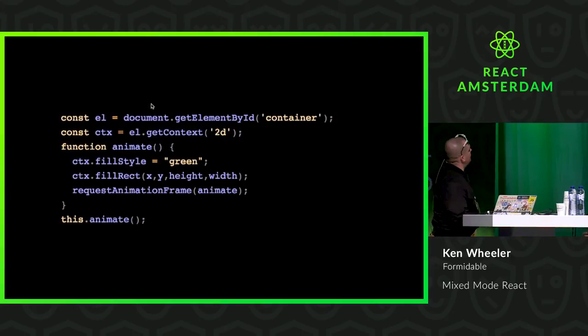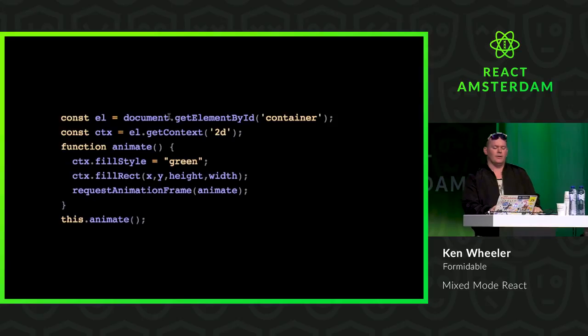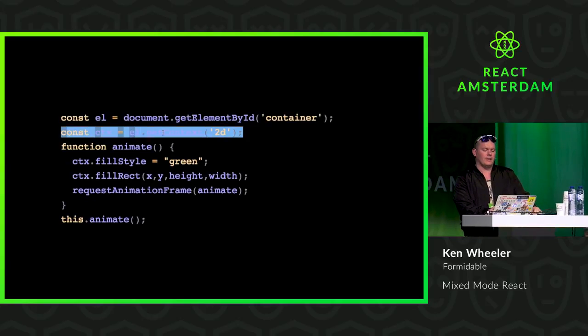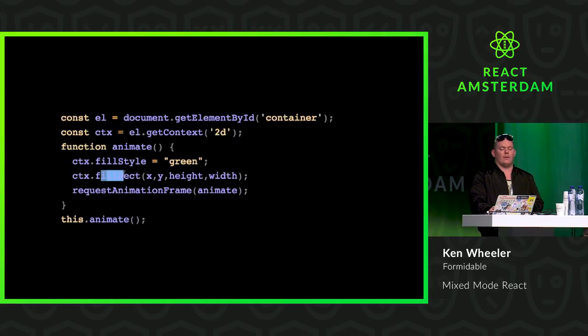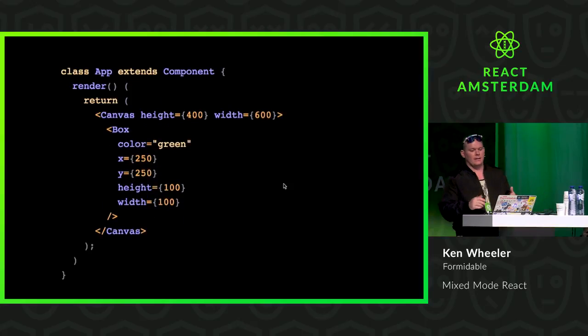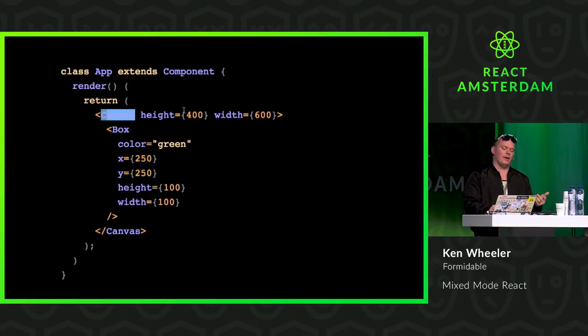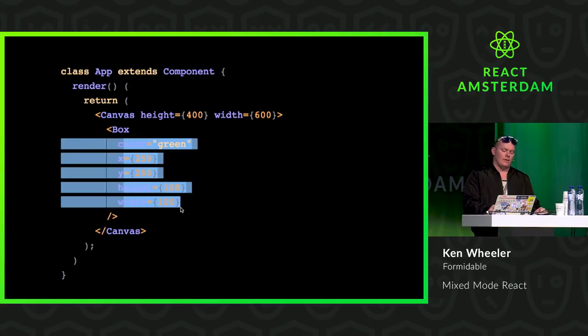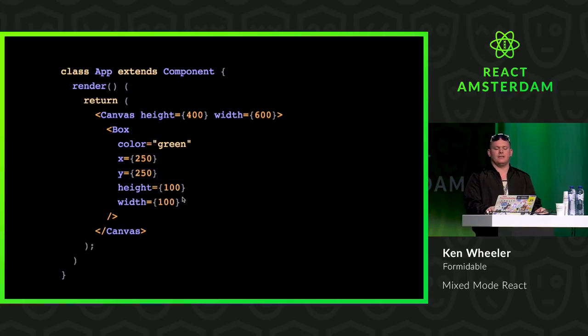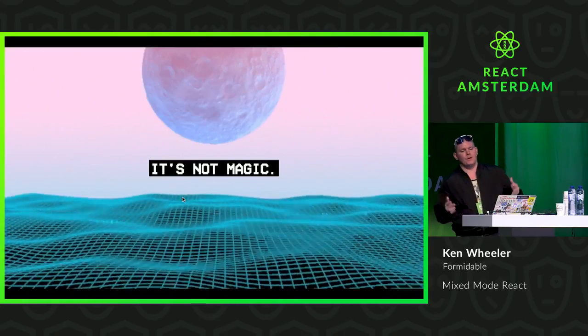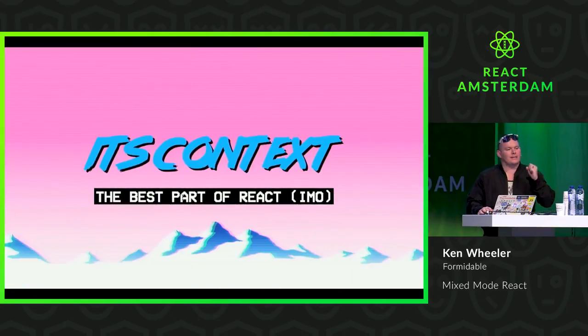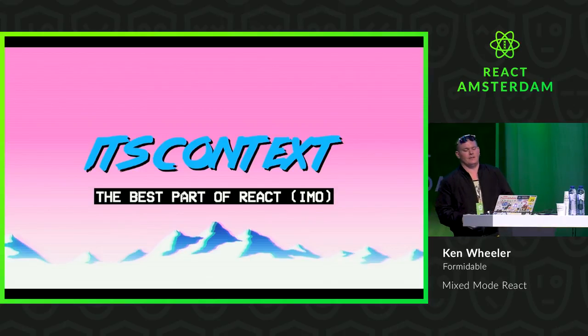So look here, this is like a pretty simple context example, right? You grab your container, you get the context for drawing, and then in this animate function, you just set your fill style, and then fill a rectangle, and this is on a loop if anything updates, right? But that's just not how I write code anymore. Wouldn't it be nice to be able to write it reactively, right? Where you have a canvas component with your height and width, you have props on all this stuff, and it works nicely, right? So doing that is not magic, it's context, which in my opinion is the best part of React.